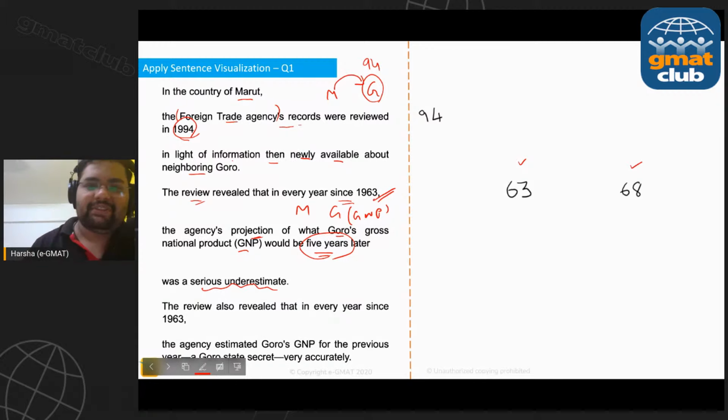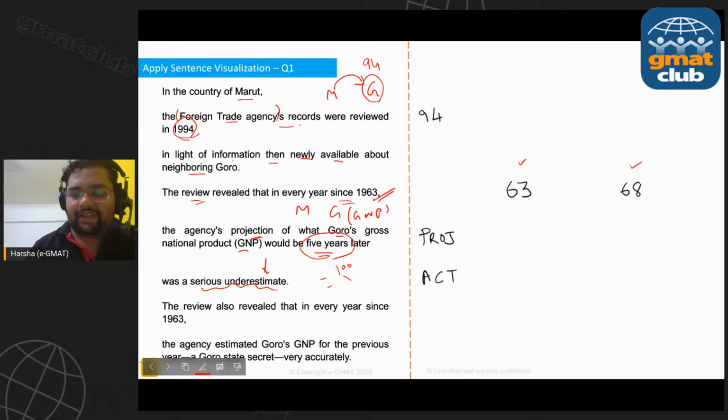What do you mean by serious underestimate? This is where I want you to really put pen to paper and visualize this. So, when you say underestimate, what does it mean? The real GNP is something far, far above the projection. For example, if the actual GNP in 1968, because this particular estimate is happening in 1963, it is a projected estimate of 1968. If the actual GNP in 1968 was 100, has to be some kind of serious underestimate. You could put 40 or 50 also if you want a more serious one. But end of the day, you need an underestimate here.